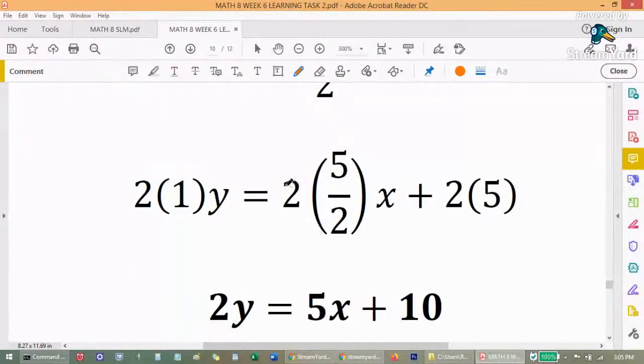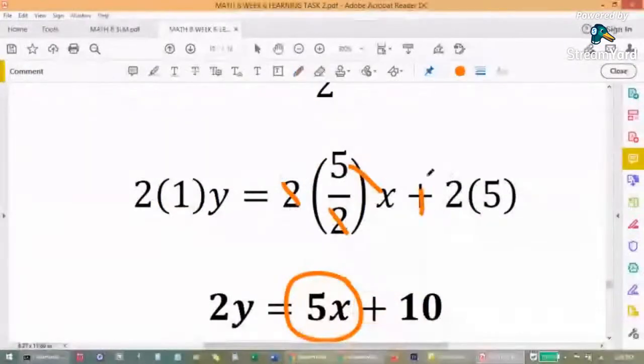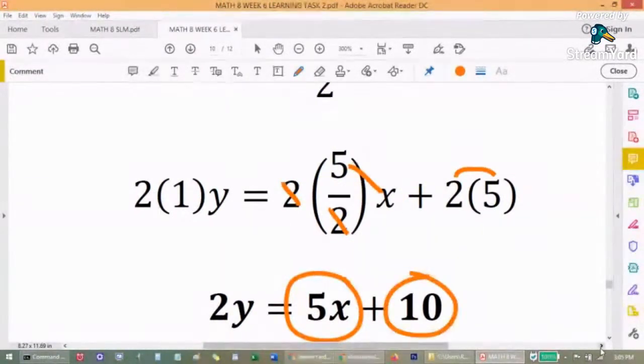And then the 2 here will cancel with the 2 here. So it becomes 5 times x is 5x. Then plus 2 times 5 is 10.